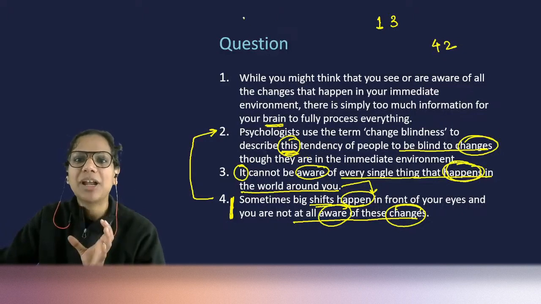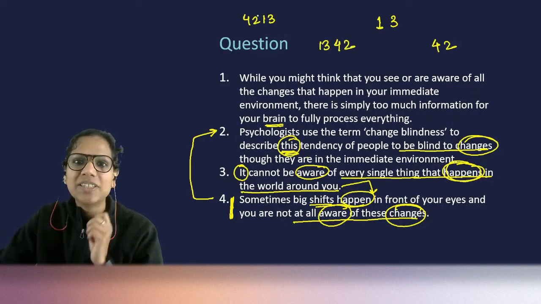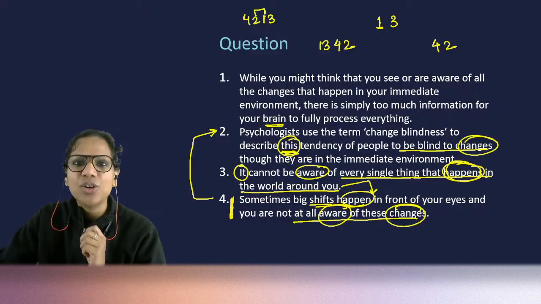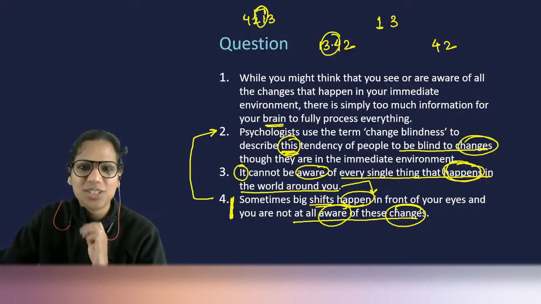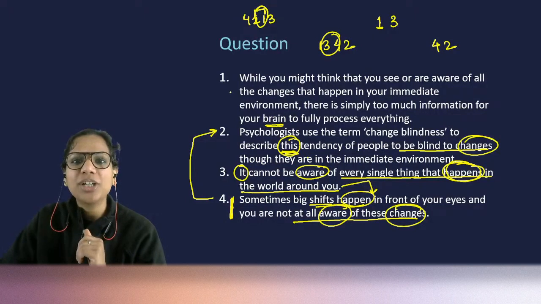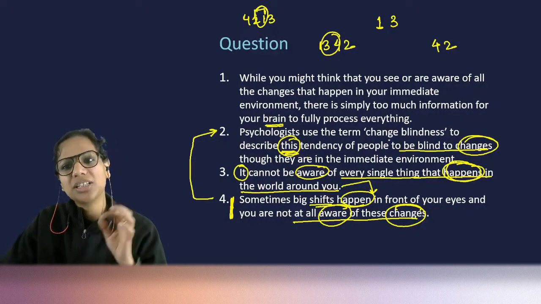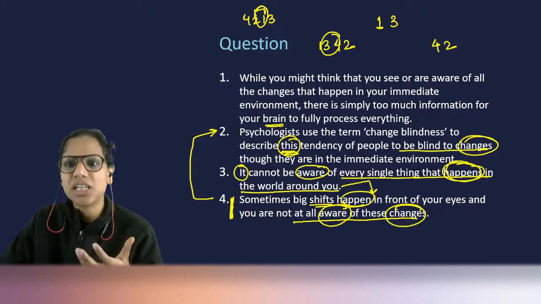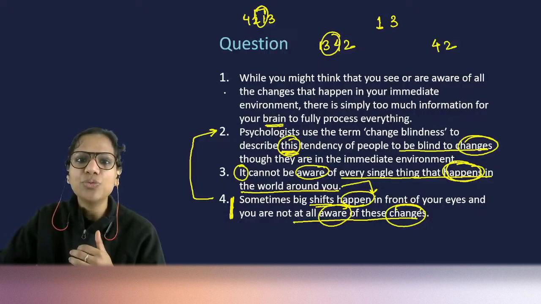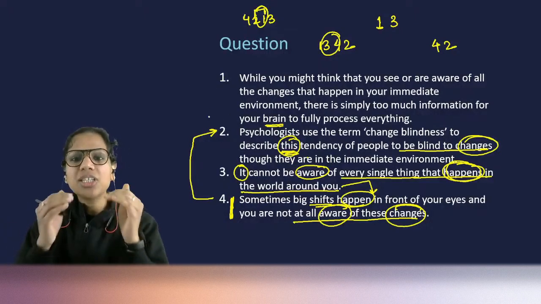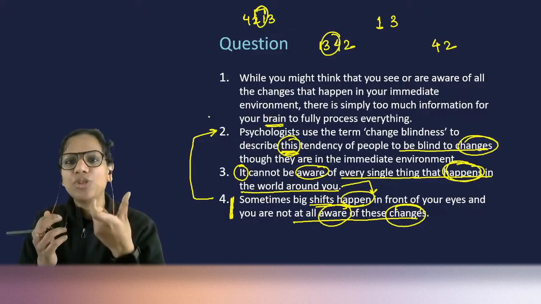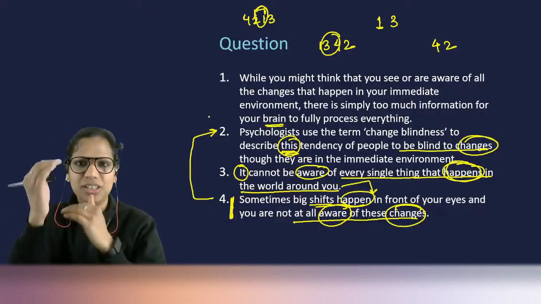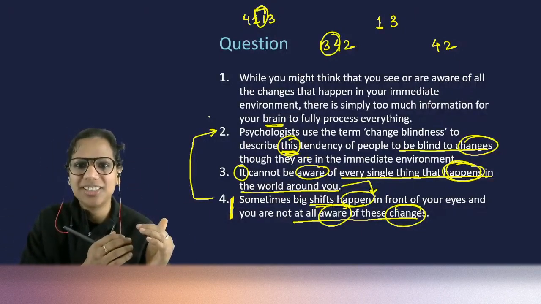So, now it becomes a matter of should it be 4 2 1 3? Should it be 1 3 4 2? So, basically, it comes down to whether 2 1 is a better pair or 3 4 is a better pair. Yes, if I look at 2 and 1, we talk about that psychologists use the term change blindness to describe this tendency of people to be blind to changes. So then see, first I describe something, then I name the phenomenon, then I'll again describe it. Doesn't it look off structurally?